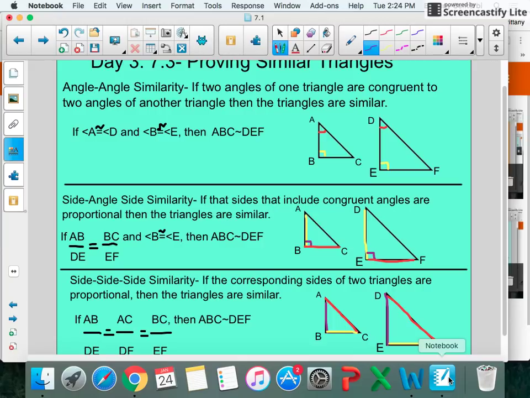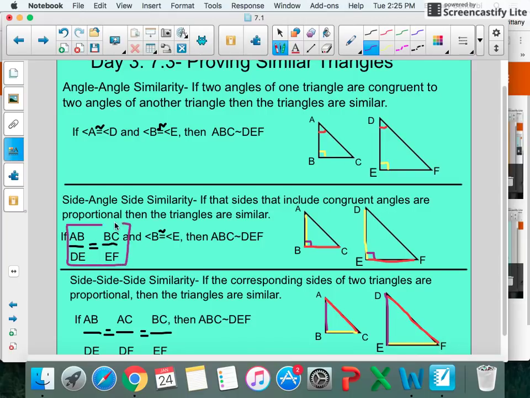So similarity, we have angle-angle similarity. That means that you have to have at least two angles congruent in a triangle. Then the triangles will be similar. Side, angle, side, you know what that is. Now the difference is with sides, they don't have to be congruent. The sides have to be proportional.